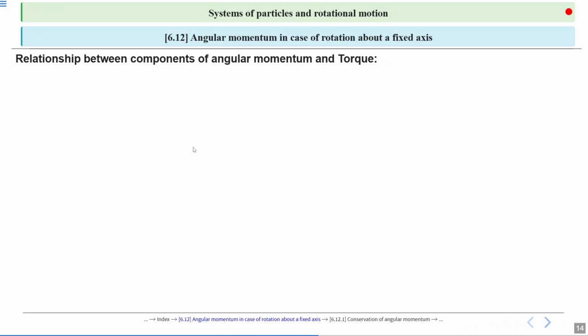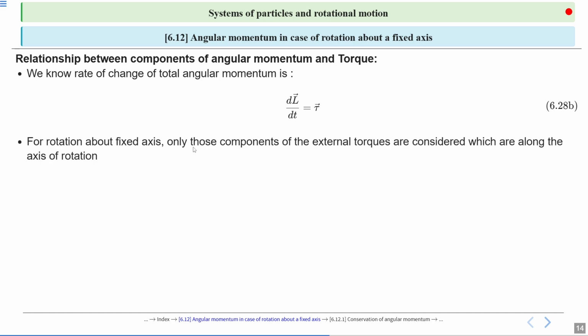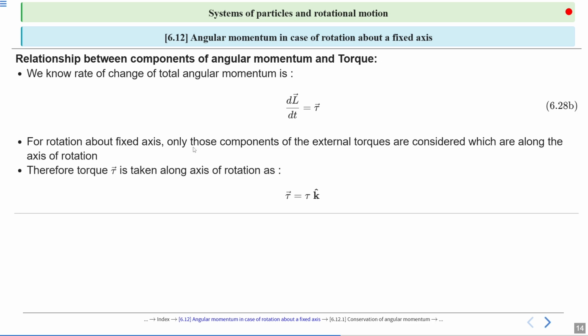Now, the relationship between components of angular momentum and torque. We know the rate of change of total angular momentum, dL upon dt, is equal to tau. For rotation about a fixed axis, only those components of external torque are considered which are along the axis of rotation. Therefore the torque is taken along the axis of rotation, that is tau equal to tau k cap. Tau is the magnitude and k cap is the direction.